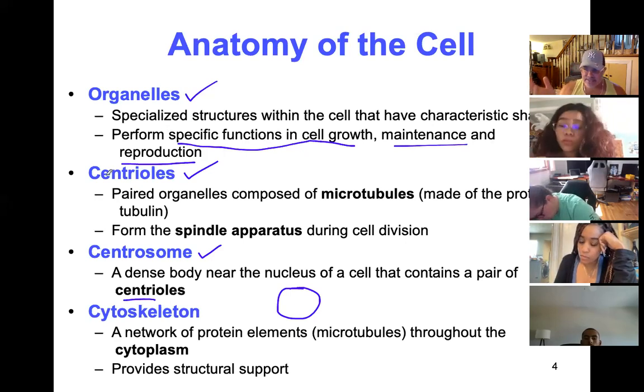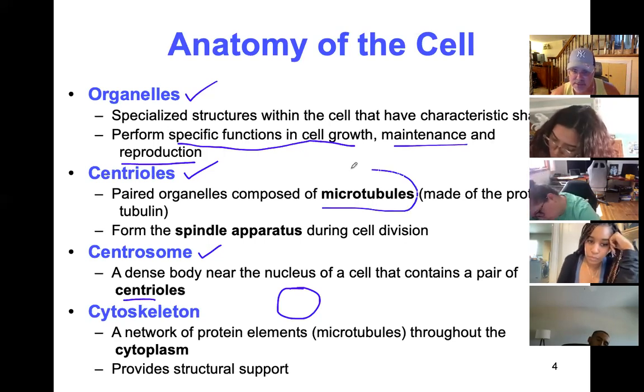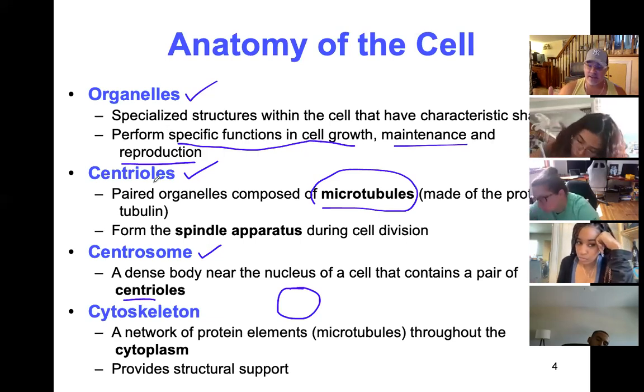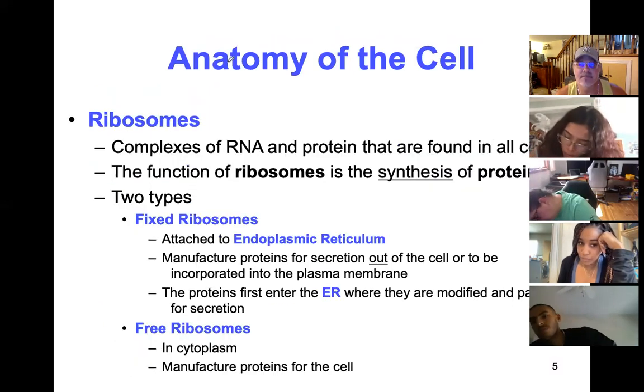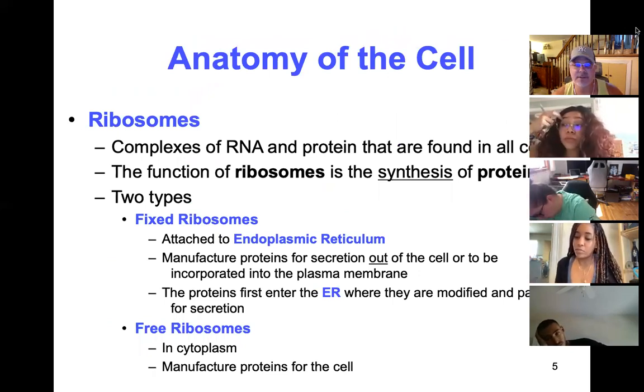And then we have the cytoskeleton, and the cytoskeleton is also made of proteins. Some are very small and thin, some are intermediate size, and some are larger proteins like microtubules that make up the centrioles. So the cytoskeleton, just like the skeleton contained within the human body, provides structural support. So let's look at some of these functions.